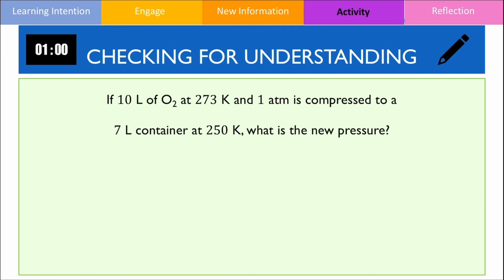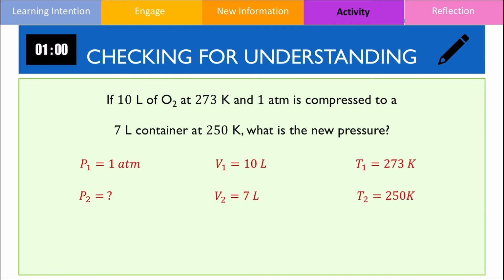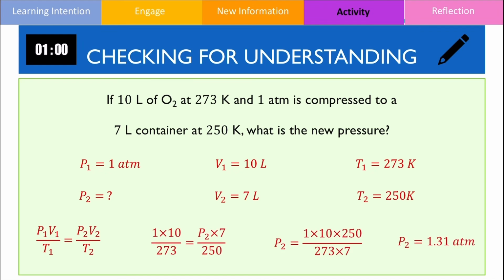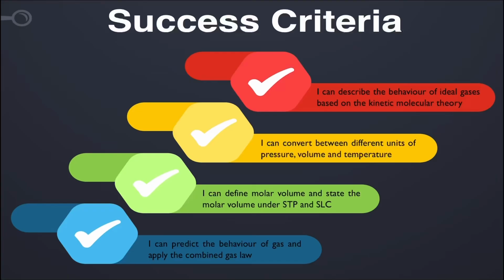In this question, we want to find out what is the final pressure, or P2. If you plug in the values into the formula correctly and transpose it, you should have obtained an answer equal to 1.31 atmospheric pressure. By now, you should be able to meet the success criteria in this video.